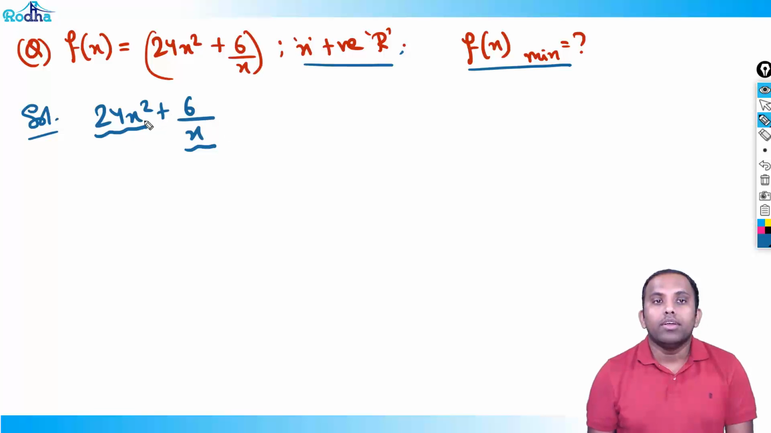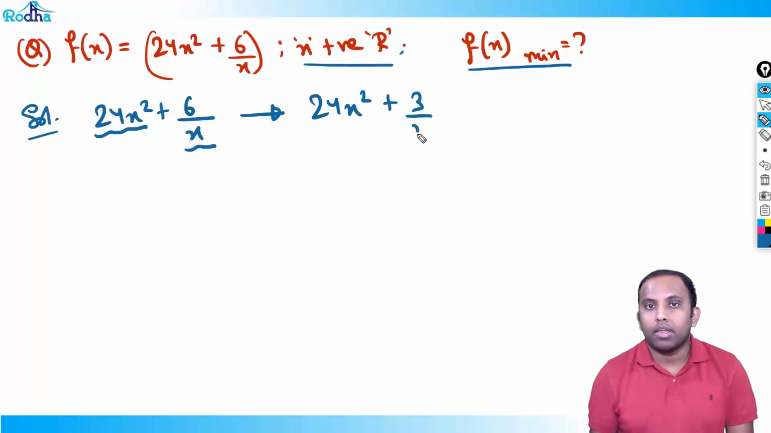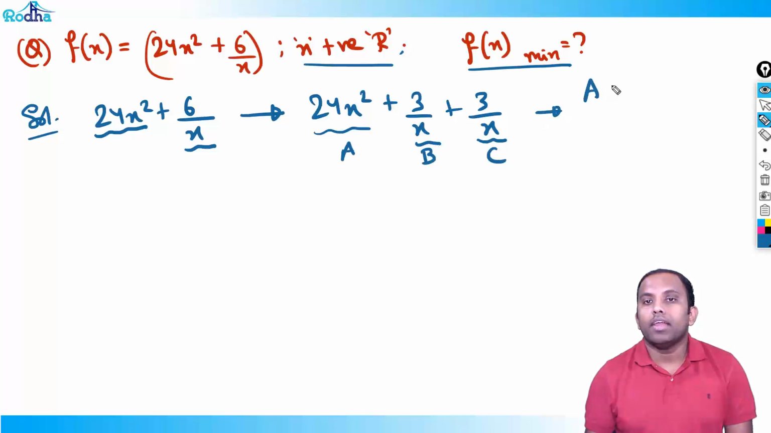Since here is x square in the numerator, I need 2x in the denominator. So I should split like this. Please watch carefully. 24x square plus 3 by x plus 3 by x. Now if I do like this, these are my three terms, a, b and c. So now I can say that a into b into c is a constant.